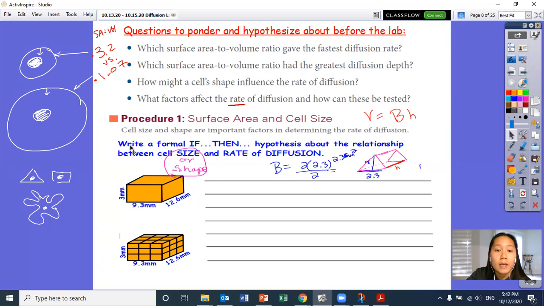So I want you to write a formal if-then statement, or sorry, hypothesis about the relationship between cell size and rate of diffusion. So basically the format is going to be like, if a cell has a smaller or larger size, then the rate of diffusion will be faster or slower. And you're going to tell me which combination of those you predict is true inside of a lab setting. You can also predict one for a shape because we're going to be doing different size and different shape.